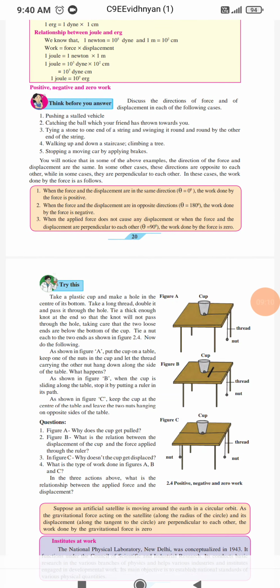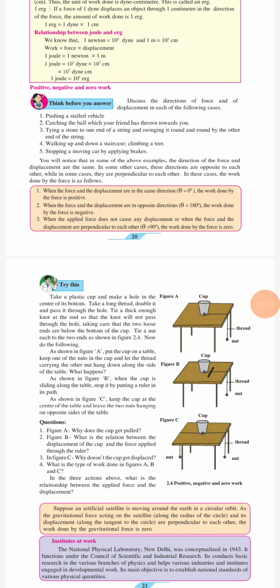Now just see a few of the examples. Try this activity. They have given 3 figures: Figure A, Figure B, Figure C. In the case of Figure A, you will see a cup, and in the cup a stone is there. Take a plastic cup and make a hole at the center of the bottom. Take a long thread and a double thread, and keep it in the hole. You will observe, tie a thick enough knot at the end.